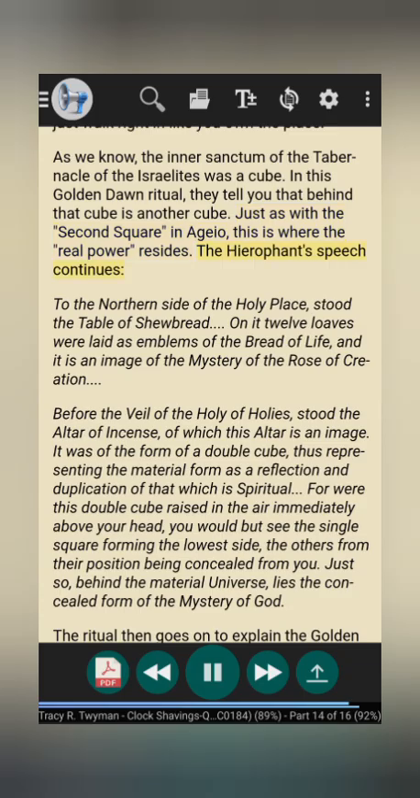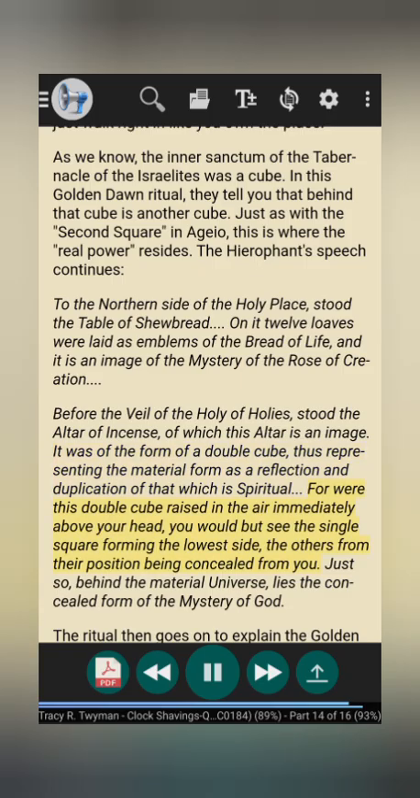The Hierophant's speech continues. To the northern side of the holy place stood the table of shewbread. On it 12 loaves were laid as emblems of the bread of life, and it is an image of the mystery of the rose of creation. Before the veil of the Holy of Holies stood the altar of incense, of which this altar is an image. It was of the form of a double cube, thus representing the material form as a reflection and duplication of that which is spiritual.